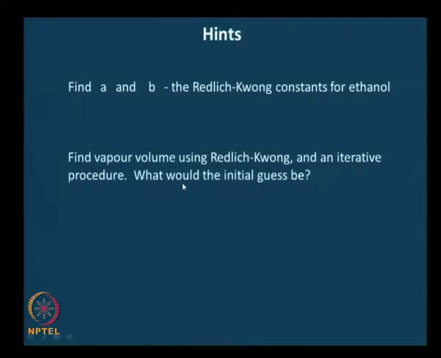The next hint, find vapor volume using the Redlich-Kwong equation of state and an iterative procedure, and I would like you to think about what the initial guess would be. Think about this and solve this. It so happens that this particular iteration, if you choose the appropriate initial guess, converges within 2 steps, and therefore take about 5 minutes to do this. Then I will give you the next hint.